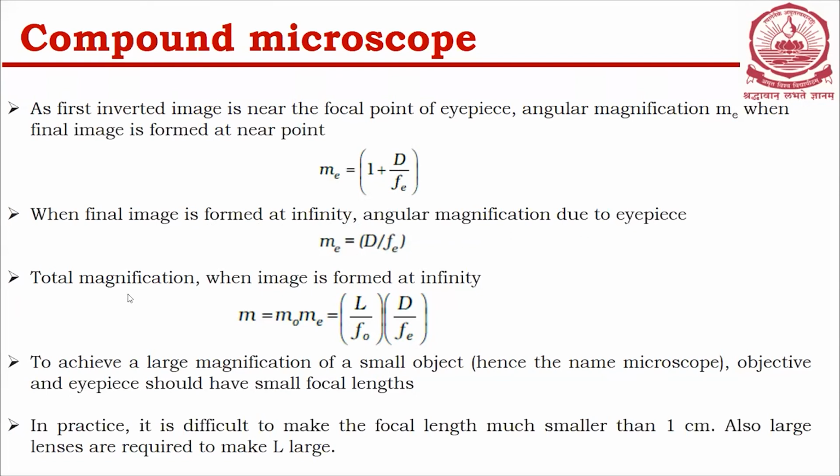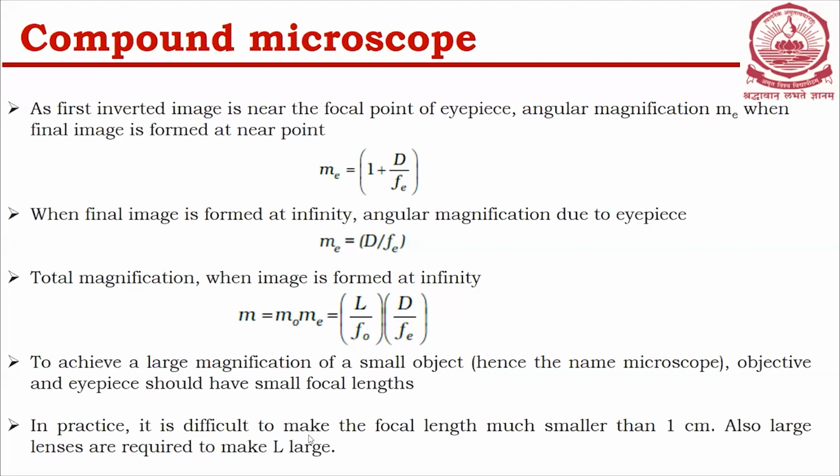Okay, so now what is the total magnification? As I told before, it is the angular magnification multiplied by the linear magnification, L by f naught into d by fe. This is the total magnification of your microscope. So depending on the focal lengths of the objective and eyepiece, your magnification will vary.